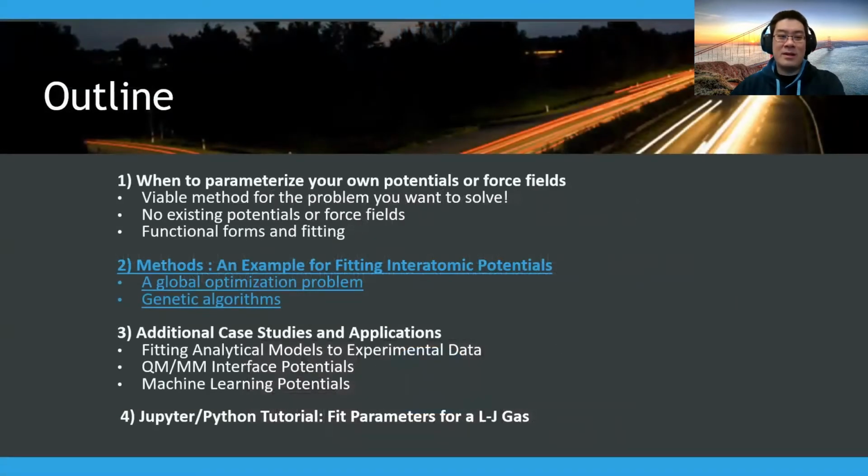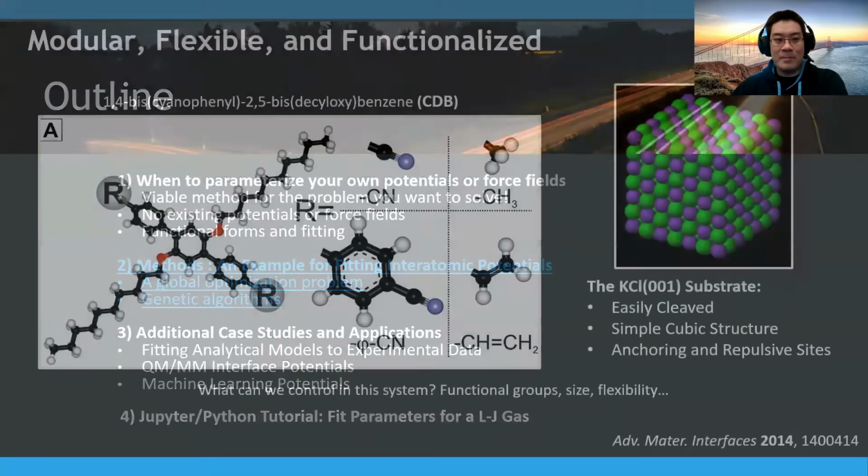So last time we talked a bit about when you might want to parameterize your own potentials and force fields, and also some of the things that you need to consider when choosing functional forms and methods. Now, this time I'll actually give you a specific example and show you how we apply genetic algorithms to solve the global optimization problem and fit interatomic potentials for a specific system.